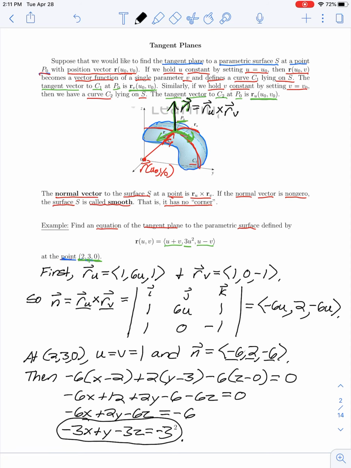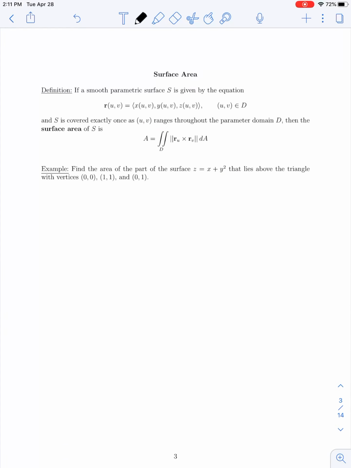Okay. Now, another problem of interest when working with parametric surfaces is in determining their area. We haven't seen in our course yet how to determine the surface area of a surface which is the graph of a function. We'll see how to do that within this section. So let's talk about how to find the surface area of a parametric surface. Let's start by defining it.